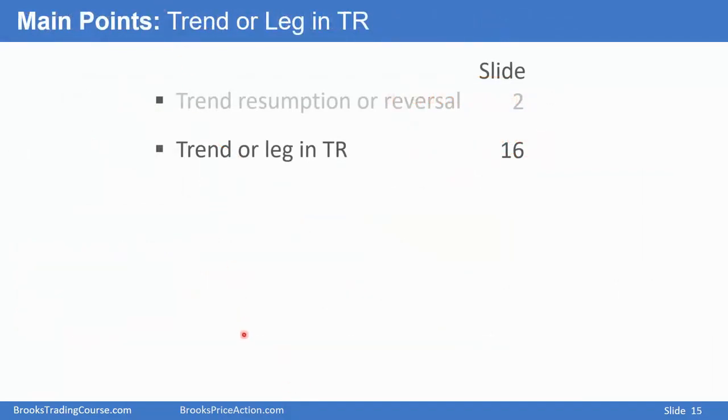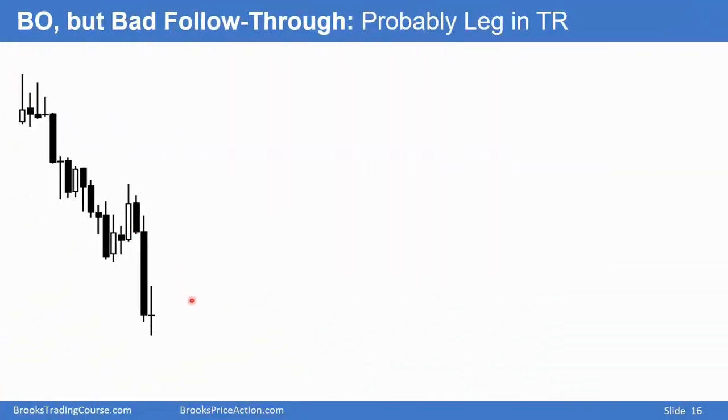I'm now going to talk about whether a move is the start of a trend or a leg in a trading range. Clearly a bear trend. However, this is not the best follow through. It's not a bull bar, so it's not terrible follow through, but it's also not a bear bar. The biggest bear bar, 15 or 20 bars into a bear trend, and then this kind of follow through. You have to be wondering, is this a bear leg in a trading range?